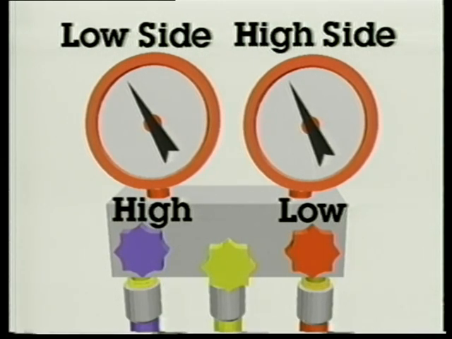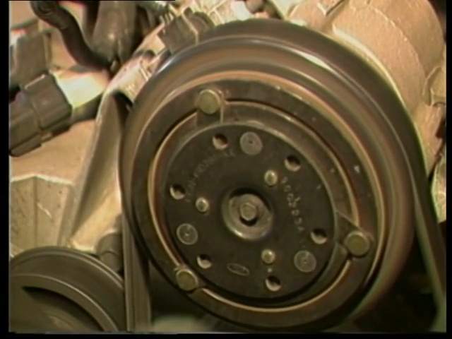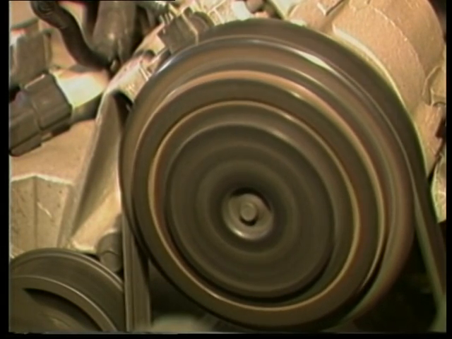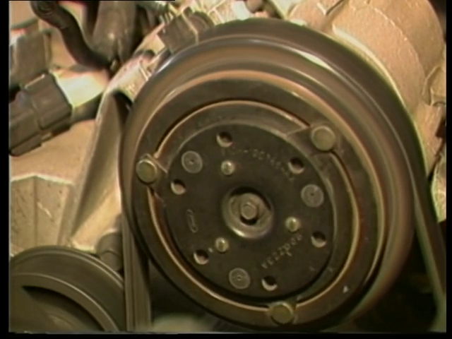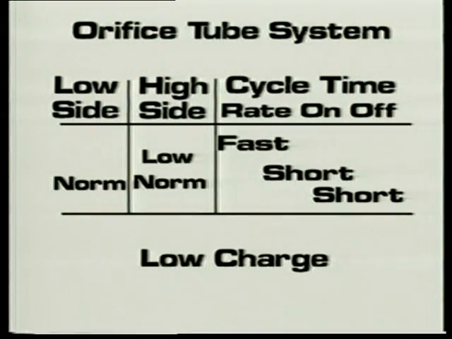The rate or speed of clutch cycling is also very important when using pressure readings to analyze system problems. If the high side is a little high and compressor clutch cycling is fast with short on-off times, it indicates a low charge.